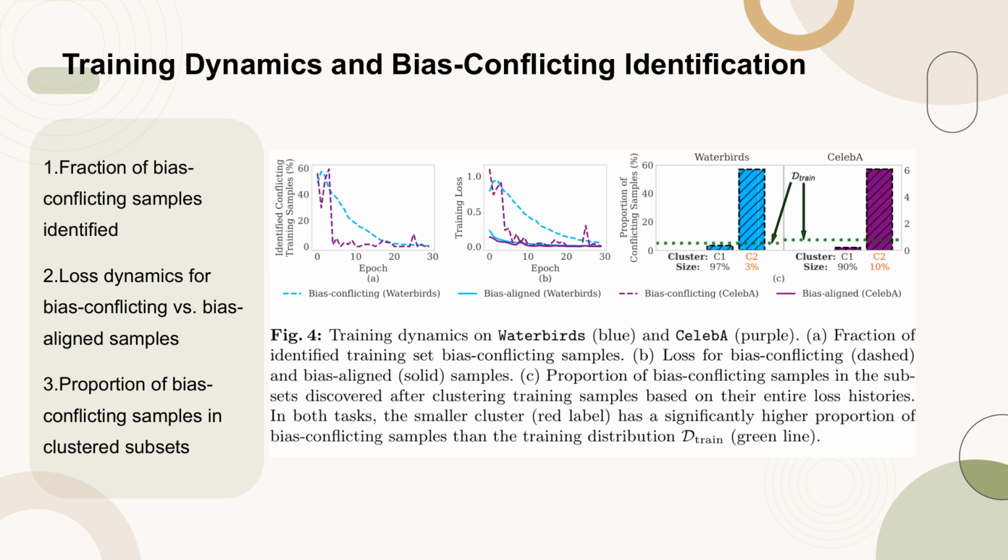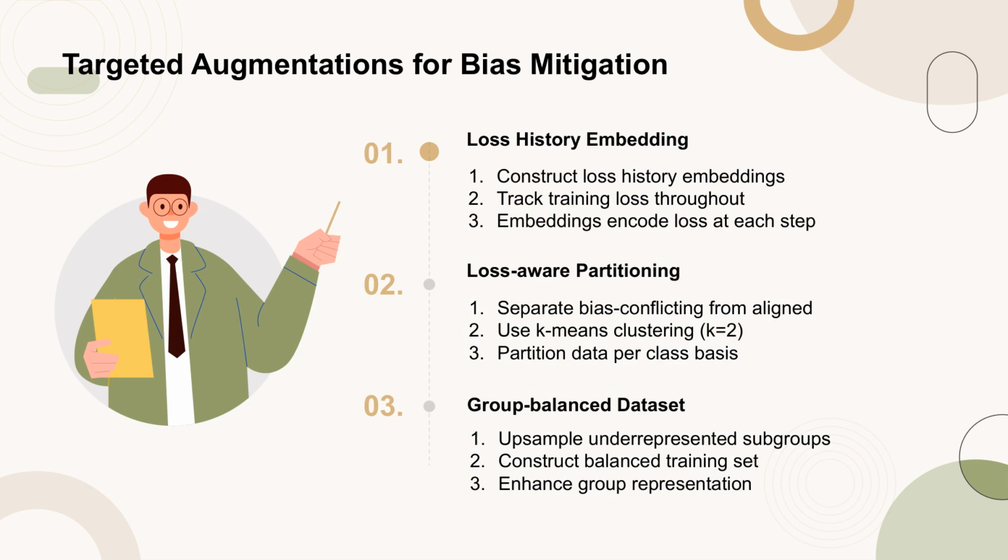The proposed targeted augmentations for bias mitigation, TAB, pipeline begins by constructing loss history embeddings. This involves tracking the training loss of all samples throughout the training process. These embeddings encode the loss for each sample at each step. Next, the pipeline performs loss-aware partitioning to separate bias-conflicting samples from bias-aligned ones. This is achieved using k-means clustering with k equals 2, partitioning the data on a per-class basis. Finally, the pipeline generates a group-balanced training set by upsampling underrepresented subgroups, thereby enhancing the group representation in the dataset.